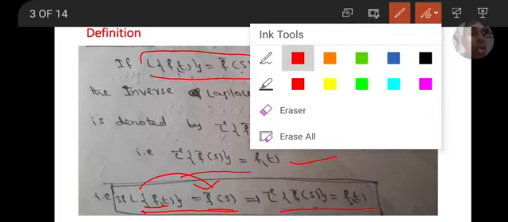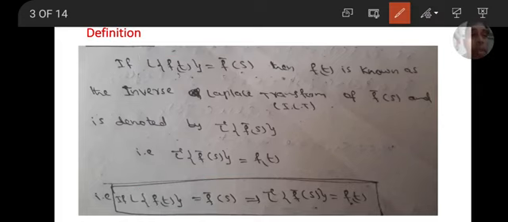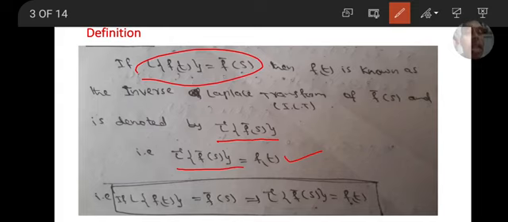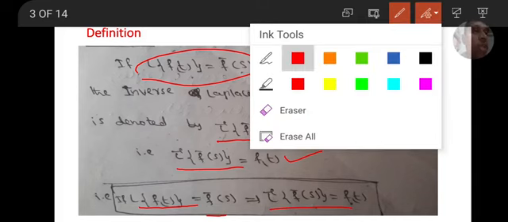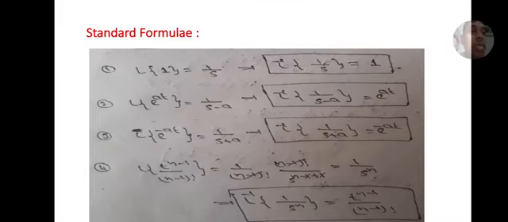Okay, you understand? L of f of t equal to f bar s, then f of t is known as the inverse Laplace transform of f bar s and it is denoted by L inverse of f bar s. L inverse of f bar s equal to f of t. That is, L of f of t equal to f bar s implies L inverse of f bar s equal to f of t. So formulas now we will see.